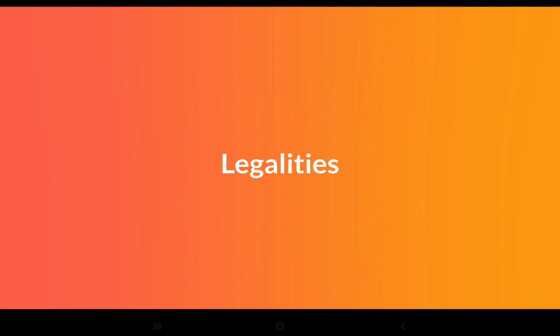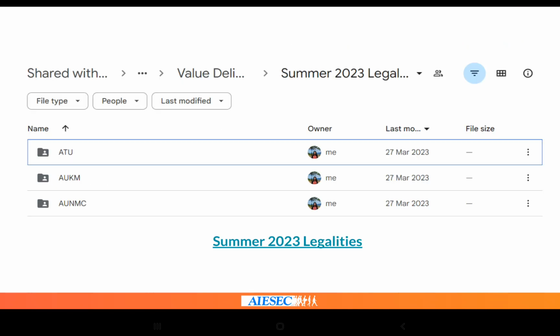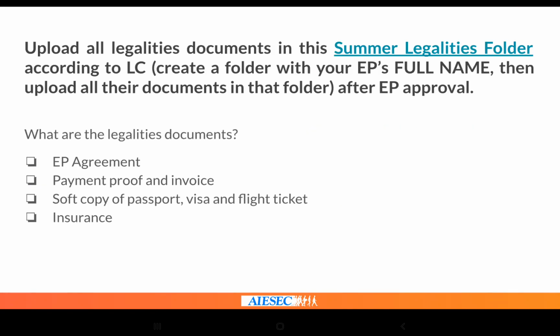Okay. So the first thing is to upload all the legality documents in this summer legality folder. I have created it and there's a link there. This folder has been separated into each LC. So you can just find your LC and create a folder with your EP's full name. Okay, Chang Li Wen is your EP, you just create the folder with that name. Upload all their documents inside that folder after they have been approved.